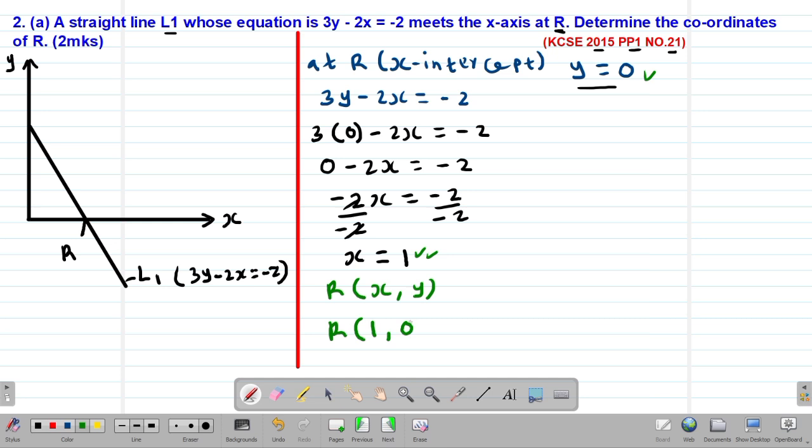So any given point along the x-axis, its y coordinate will always be equal to 0. Remember, the question wanted us to determine the coordinates of R. Therefore, R is actually (1, 0). So that is the solution.